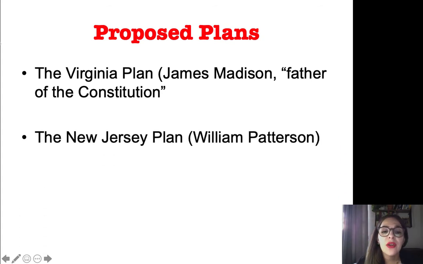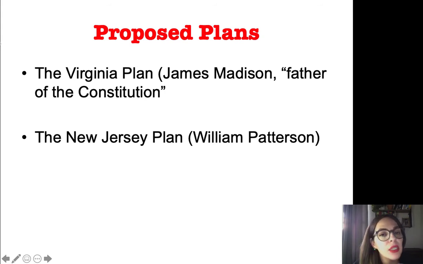On the other hand, you have William Patterson, who did not want to scrap the Articles of Confederation. He merely wanted to fix them, right? So fix the problems with it. And he was a big proponent of keeping the states equal, right? And so he was talking about having equal representation, which is why it's known as the New Jersey Plan or the Small States Plan. So whereas James Madison was proposing that we scrap the articles altogether and start over, William Patterson was saying, nope, let's just fix it.